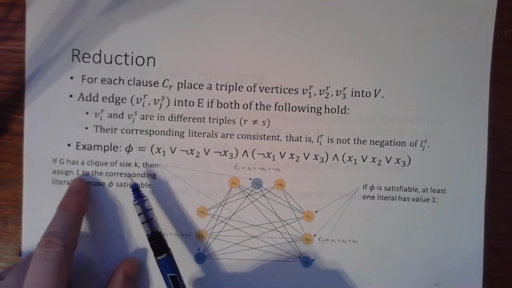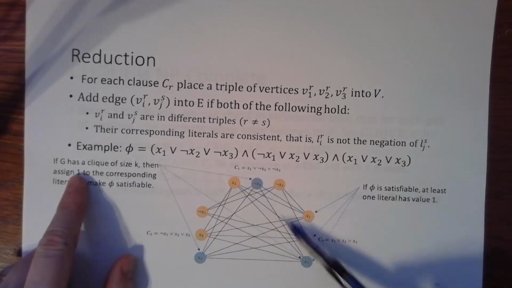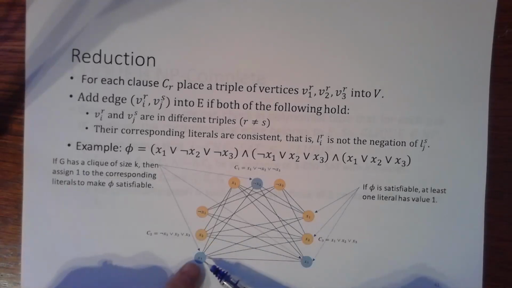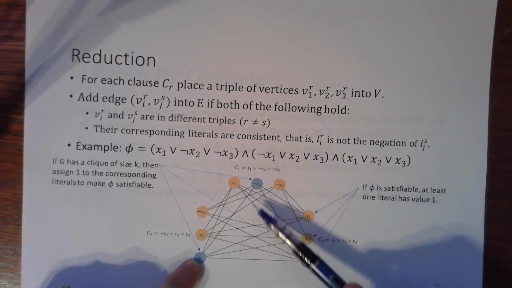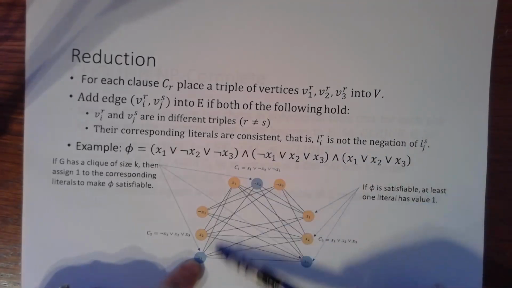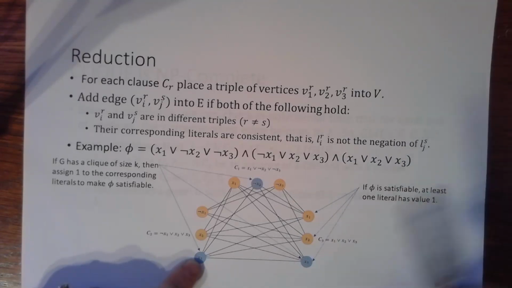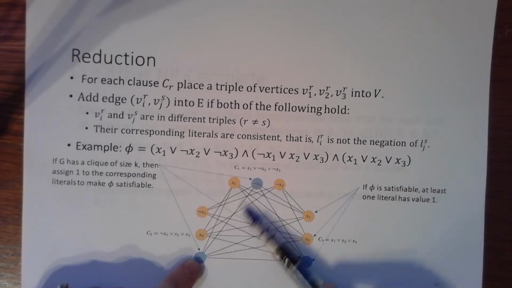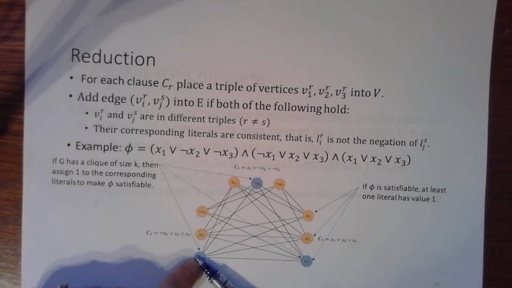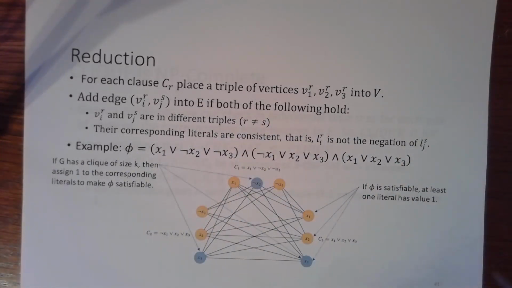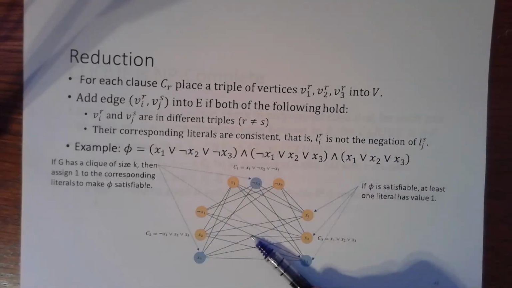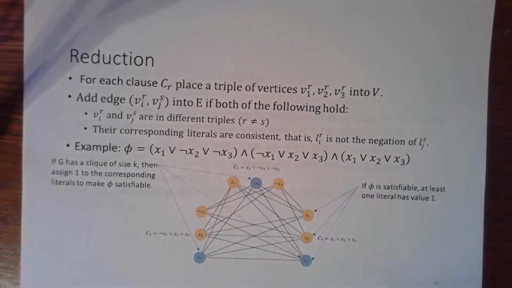If I have a clique of size k, let's say I found a clique of size k, then for each literal that's associated with that clique, I could assign a value 1. And then I could argue back that I would have at least one 1 in the first clause, a 1 in the second clause, a 1 in the third clause. If I had a larger clique, I would know I would have to have at least one in each clause. And if there was at least one in each clause, then the formula would have to be satisfiable. So it goes both directions. If the formula is satisfiable, I'll have a clique, and if I have a clique, then the formula is satisfiable.